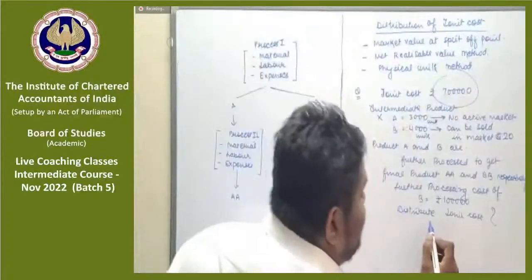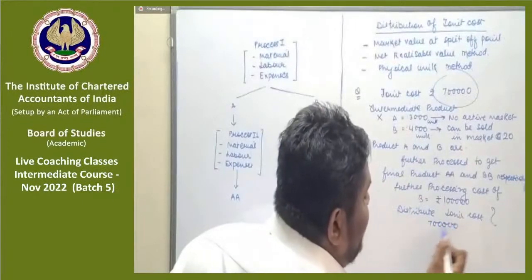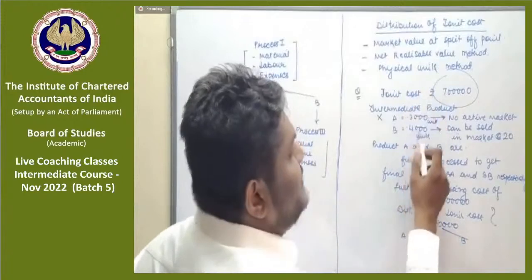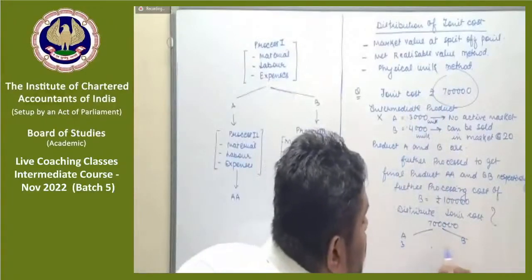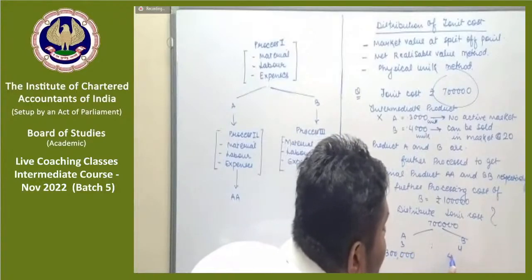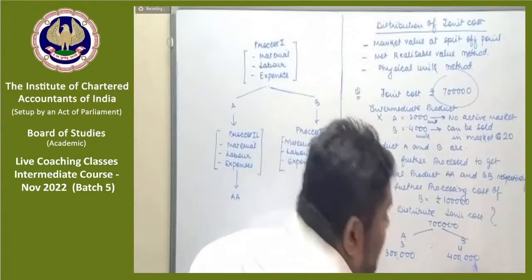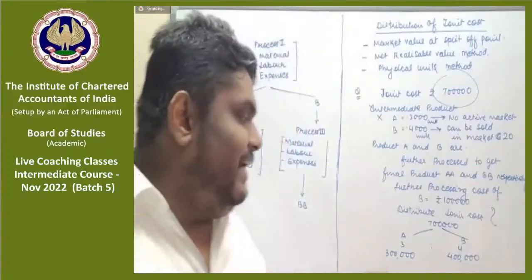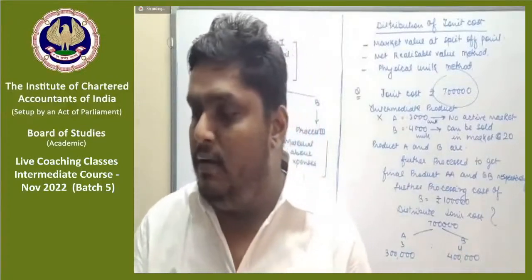So herein this 7 lakh will be distributed in the ratio of A is to B, that is 3:4. So that is, it is 3 lakh and 4 lakh. Rajiv Kumar Das, it is not 30,000 and 40,000, it is 3 lakh and 4 lakh.